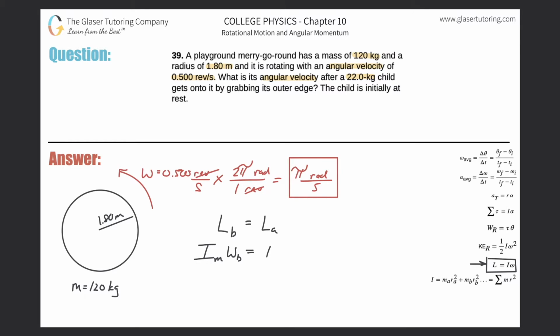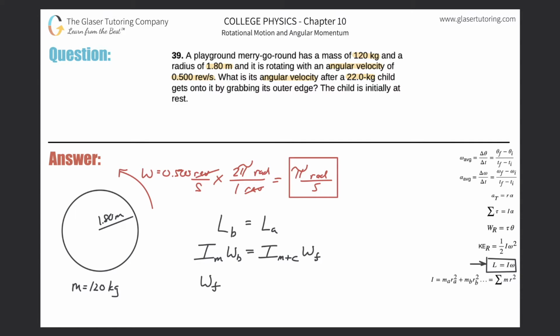That will equal the moment of inertia of the system after the child jumps on. After the child jumps on, there are basically two components: the merry-go-round that's revolving, and the child that's also rotating. So this is the moment of inertia of the merry-go-round plus the child, multiplied by the final angular velocity, after the child jumps on. We are after this variable, so just solve for it. It should be fairly straightforward.